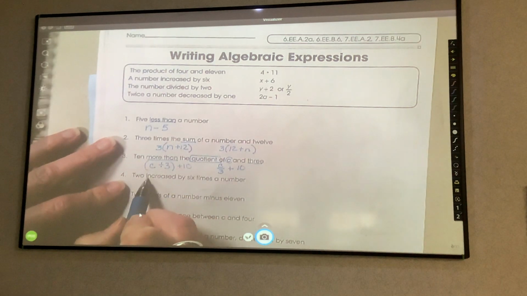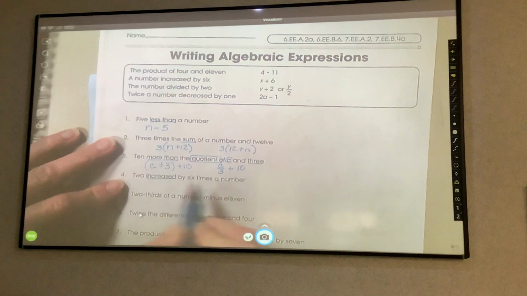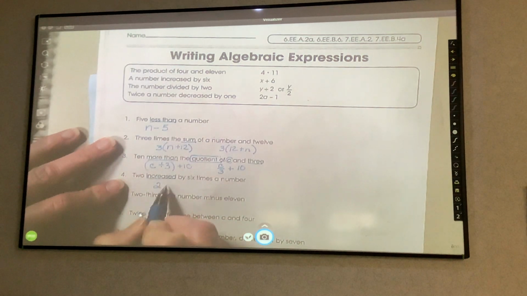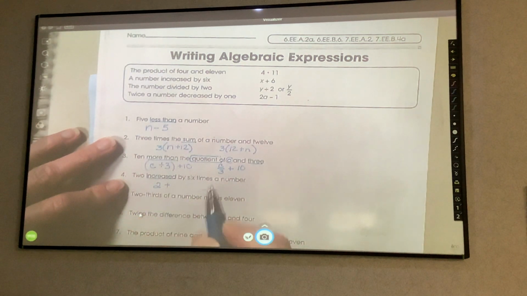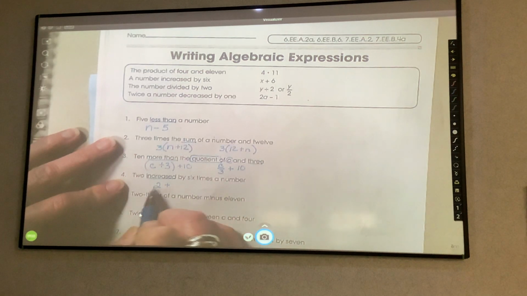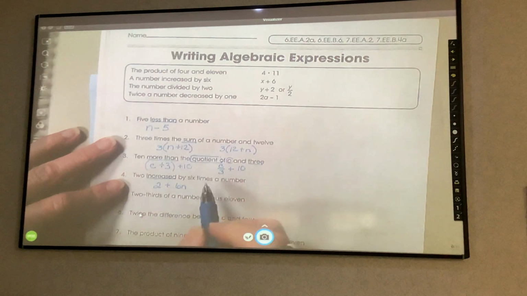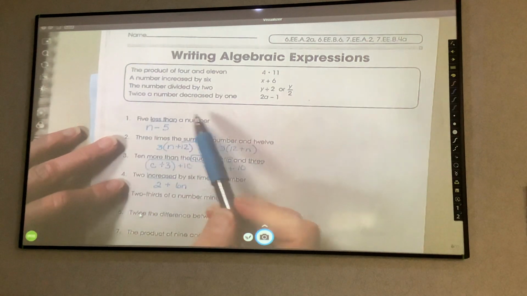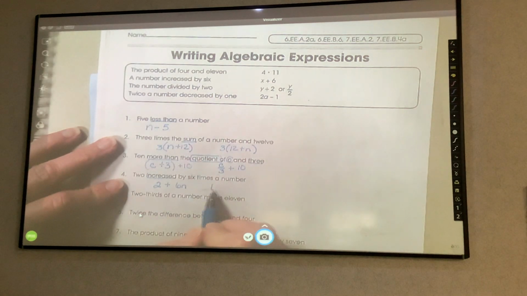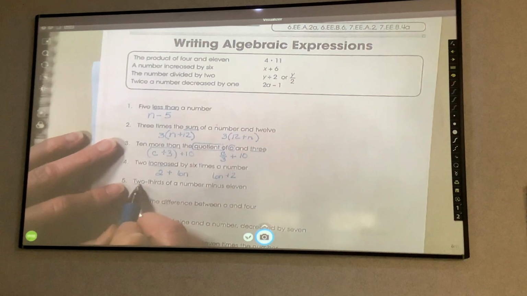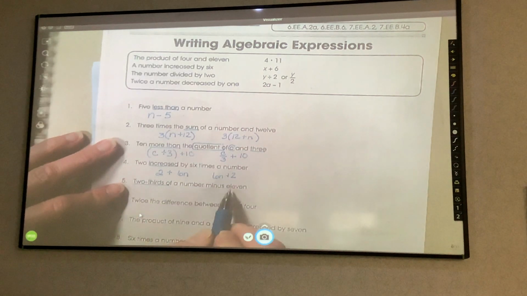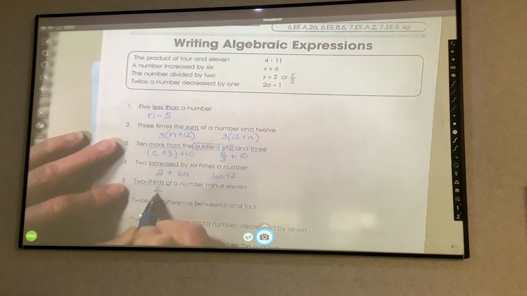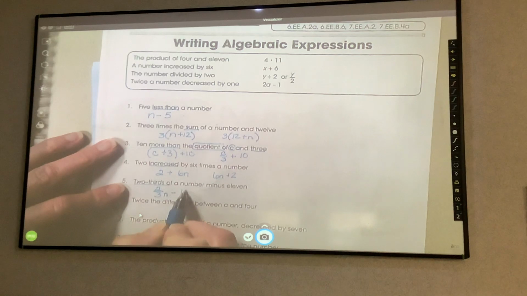2 increased by 6 times the number. So 2 is being increased, so we're adding to it. 6 times the number, so it's 2 plus 6 times the number. When it's increased, it's not as important as less than, so you could have also had 6 and plus 2. 2/3 of a number minus 11. So 2/3 of a number minus 11.